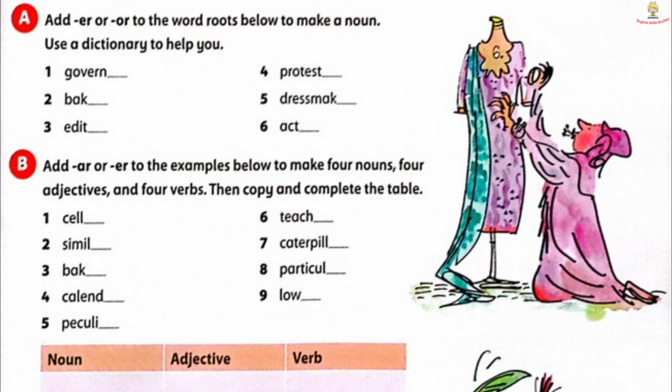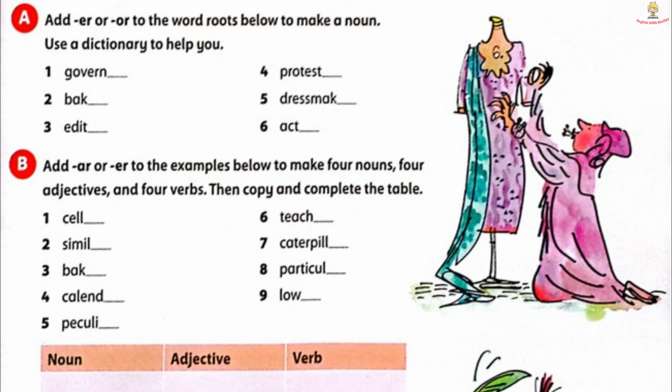Part A. Add er or or to the word roots below to make a noun. Use a dictionary to help you. So you have to add er or or to make a noun. So first one is garden. So here we add er and it becomes gardener. Second one is bake. So here we add er and it becomes baker. Third one is edit, editor. Protest, protester. Dressmake, dressmaker. Act, actor.